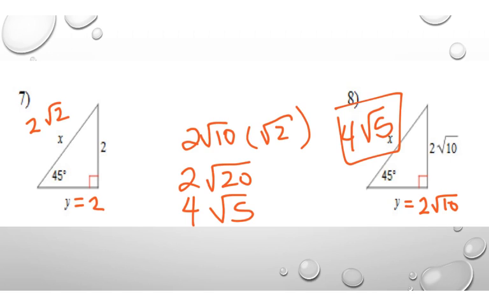Okay, so you can pause that and go back and look at that if you need to look at it some more. Make sure you understand how to get the right answers.